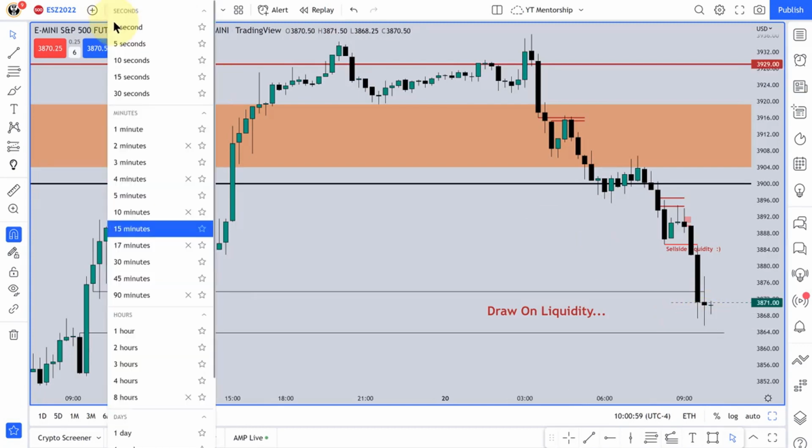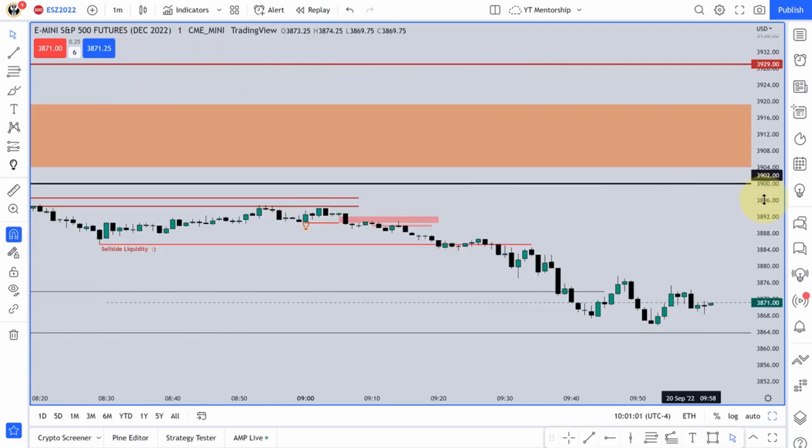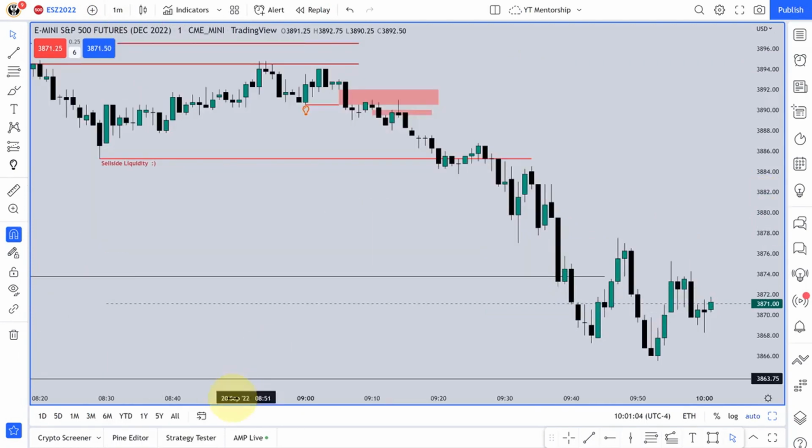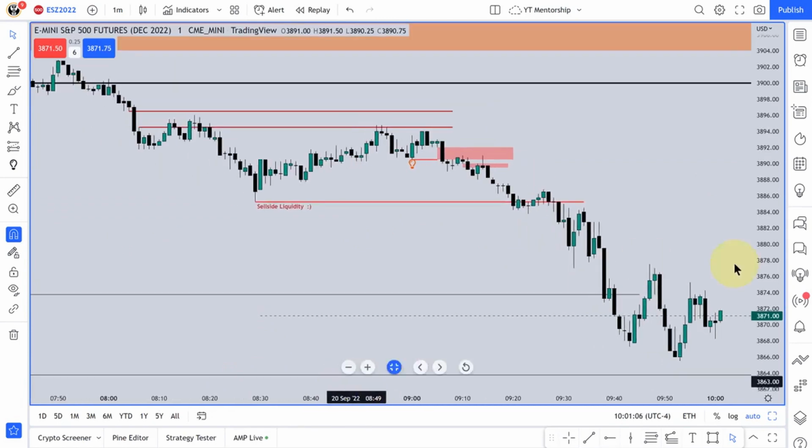Let's go into the 1 minute chart. Alright, and here's all the lipstick as it was forming.